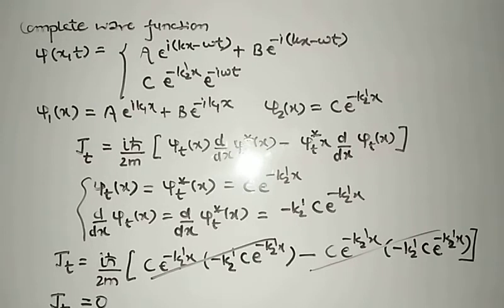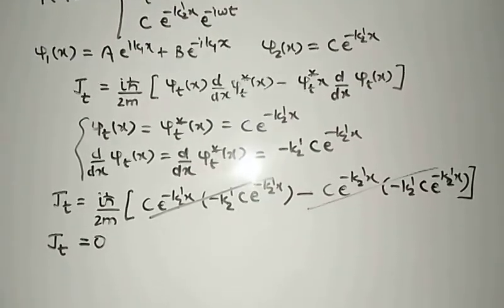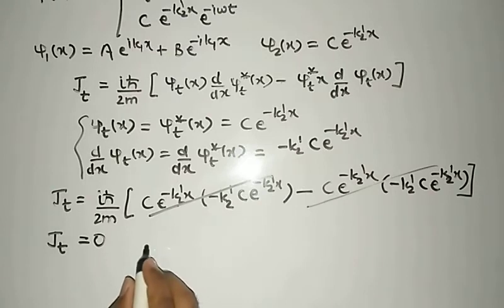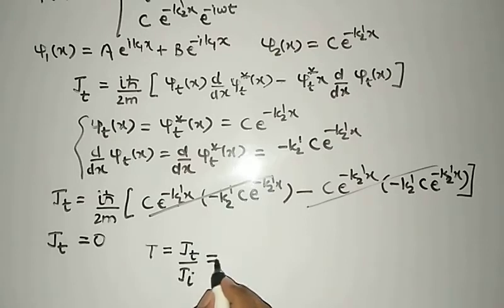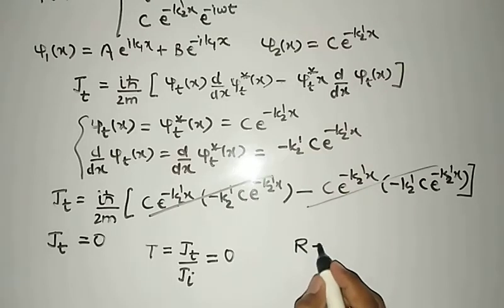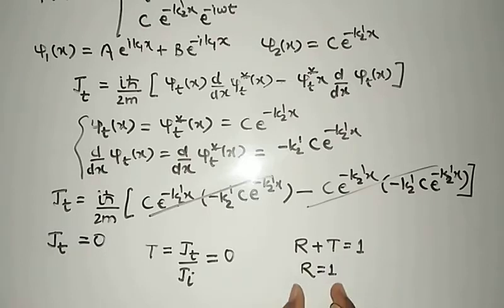J_t is 0, and we know that the transmission coefficient T is equal to J_t upon J_i. It means that T is also 0, and by definition we know that R plus T is equal to 1. So R is equal to 1. This means there will be reflectance, no transmittance.